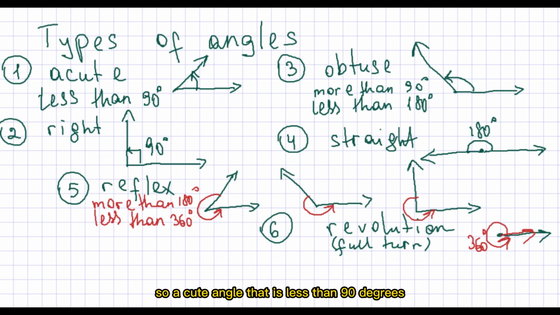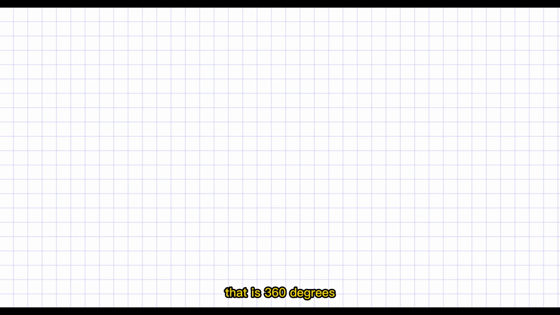Okay, so acute angle, that is less than 90 degrees. Right angle, that is perpendicular, and this is called right angle. Obtuse angle, it's between 90 and 180. Straight angle is exactly 180 degrees. Reflex angle between 180 degrees and 360 degrees. And a full turn revolution, its official name, and that is 360 degrees.